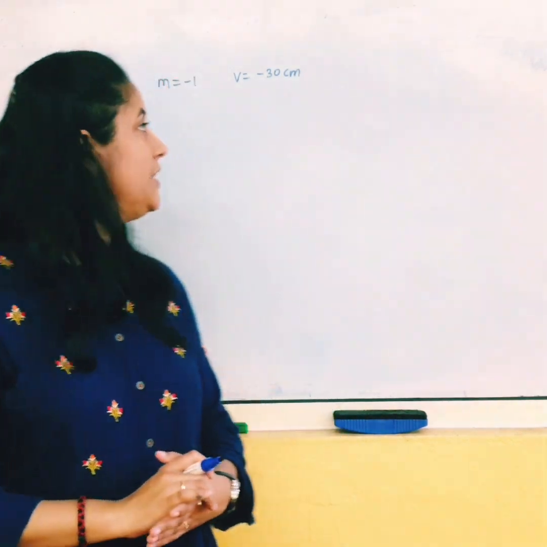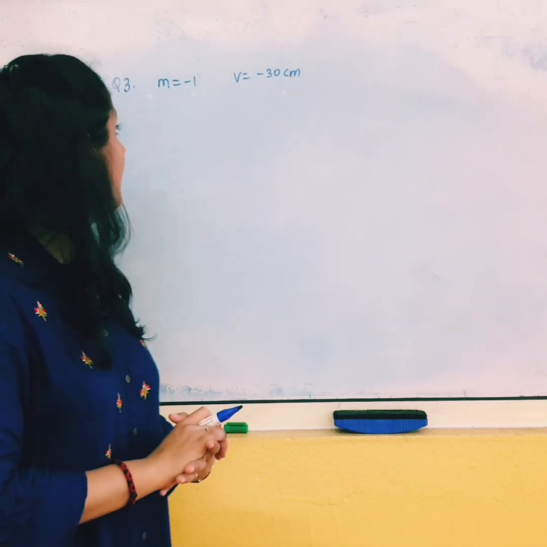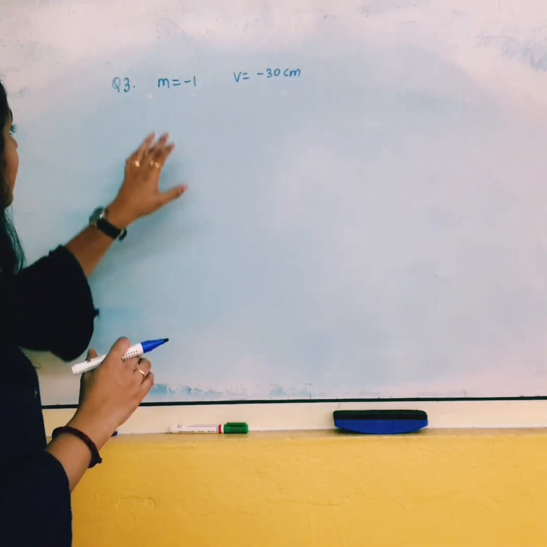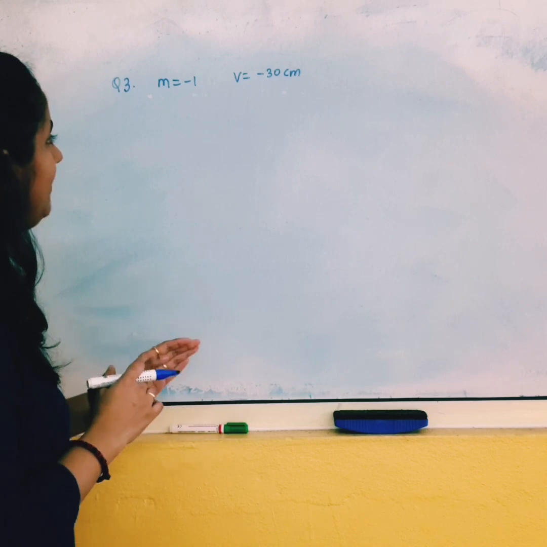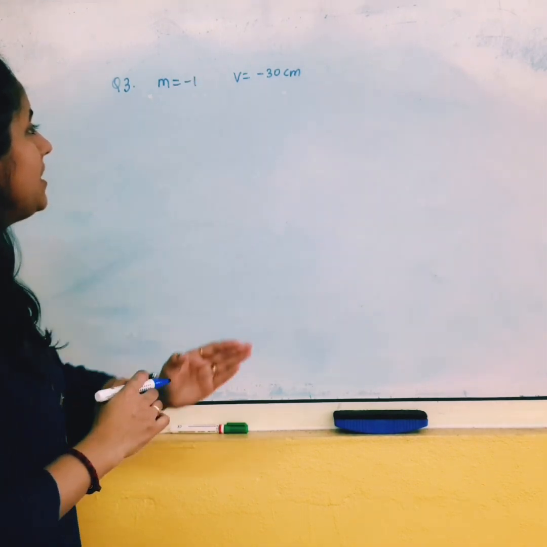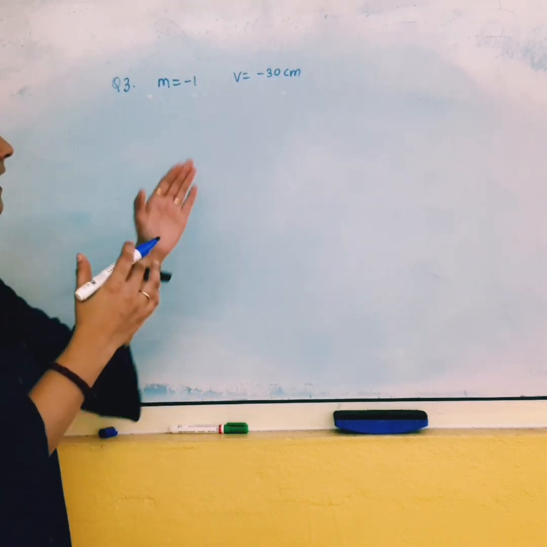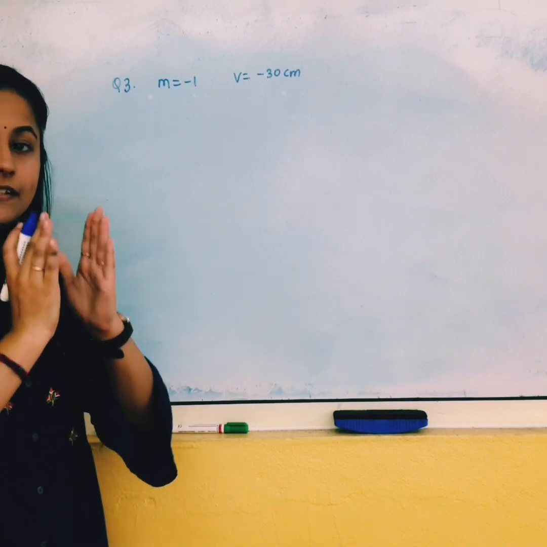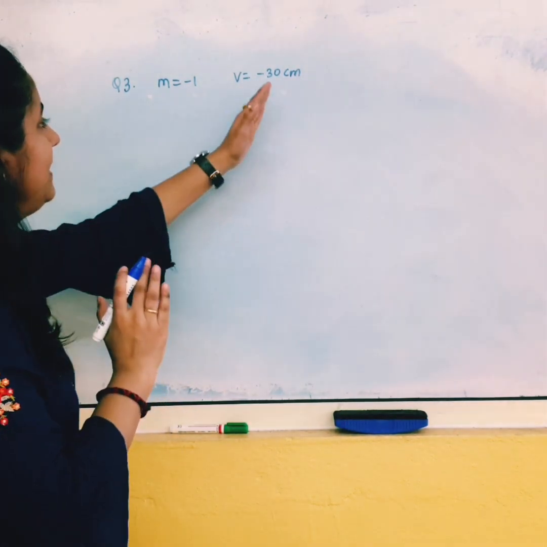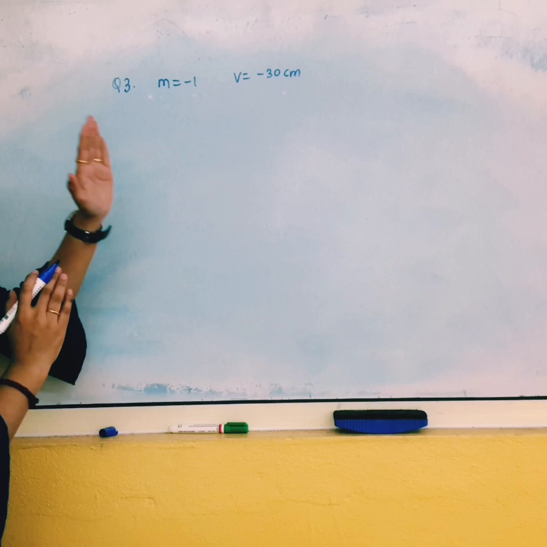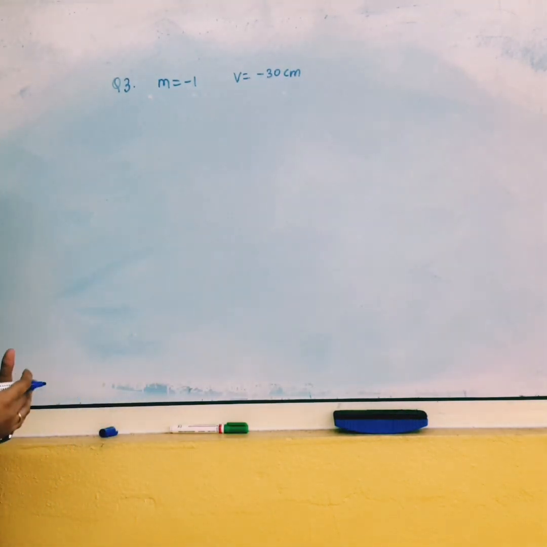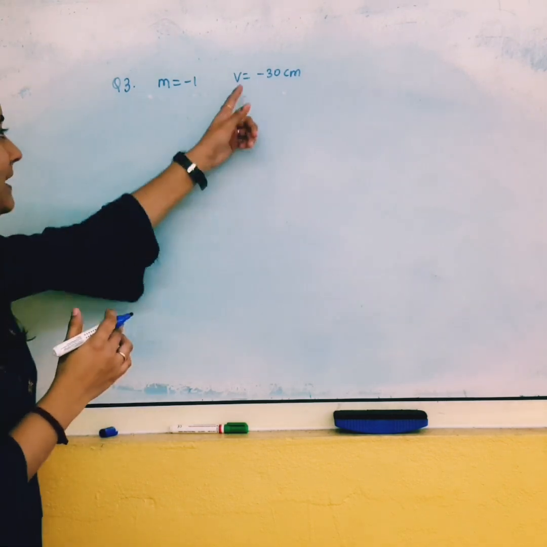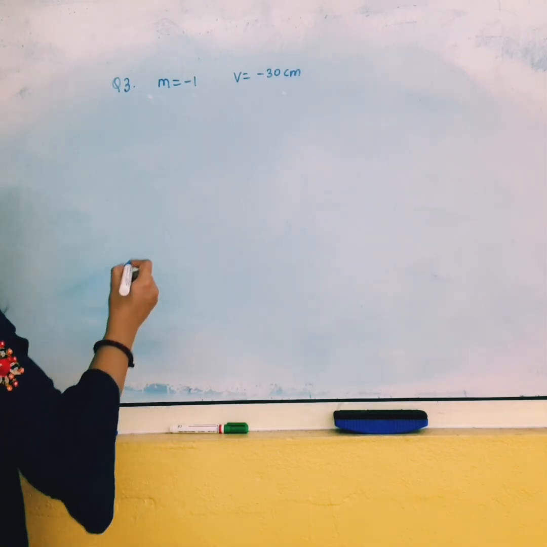Okay, let us solve question number 3 now. In this, you are given concave mirror and you are given magnification is negative 1. Also, you are given that the image is located at 30 centimeter and it is real image. Okay, so that's why the real image is always formed on the left side. That's why it is negative 30 centimeter. Now you are asked where is the object placed to get this image. Okay, so let us calculate it.